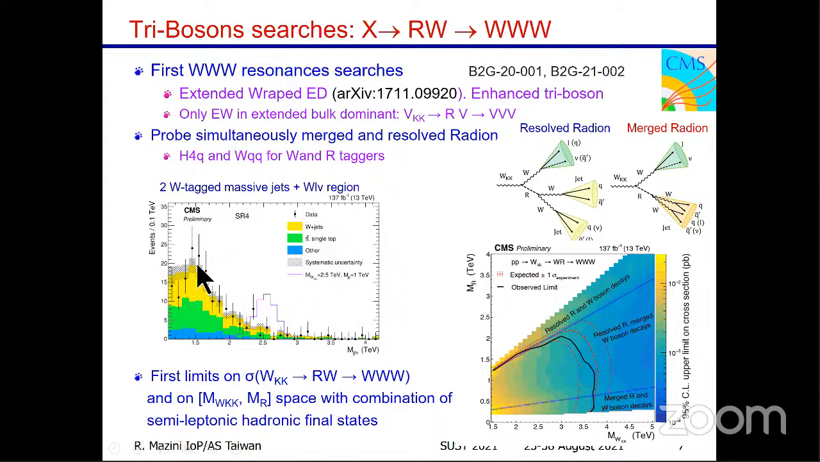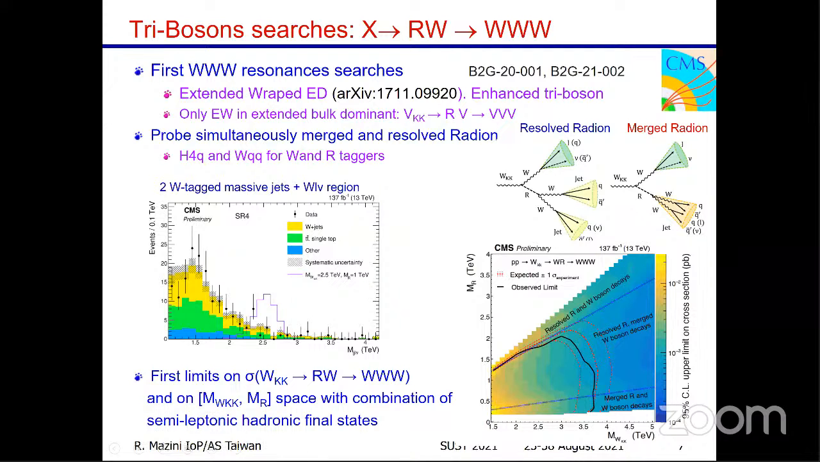So basically, CMS managed to do the correct background estimations. As you can see here, this is basically dominated by W plus jets or TT bar, and compared to the data with some signal that is simulated here as well. So in the end, there is no particular excess with respect to the standard model prediction for these three boson searches. They put a first limit on this WKK to radion W with 3 W's in the final states, and on the resonance mass and the radion mass space, with a combination of semi-electronic and hadronic final states, as shown in this figure.